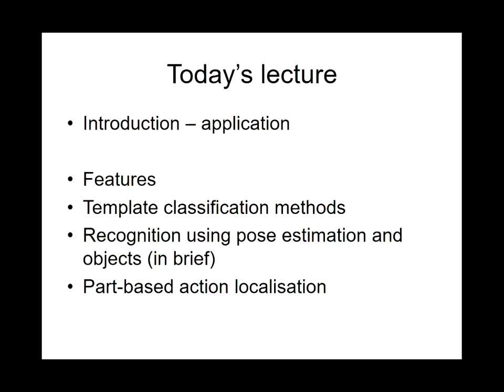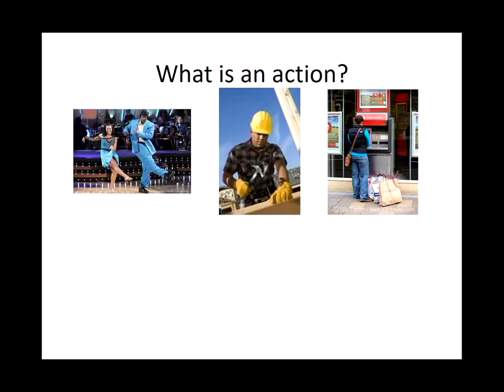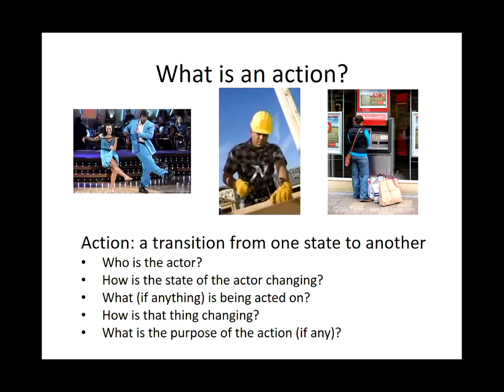Good. So we're going to see two things. We're going to see template classification methods, and we're going to see part-based action localization. We are not going to see pose estimation and objects. I'm just going to spend one second on that. So actions have several dimensions. The main thing that you need to remember from this slide is that it has a temporal dimension. It is a transition from one state to another. It is something that is evolving in time. There are several things you want to consider if you want to analyze it in a fine-grained manner: who is doing it, what is the state of the actor, is it changing, what are the objects that interact, how things are changing, what is the purpose of the action. Several levels.